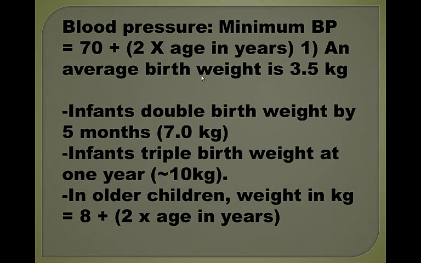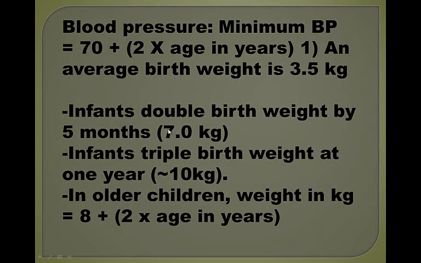In general, you can estimate pediatric patients' blood pressure by the following calculation: a minimum blood pressure of 70 plus 2 times their age in years. For example, if you have a patient that's 10 years old, they should have a blood pressure of 70 plus 2 times 10. So 90. That's their minimum systolic blood pressure.